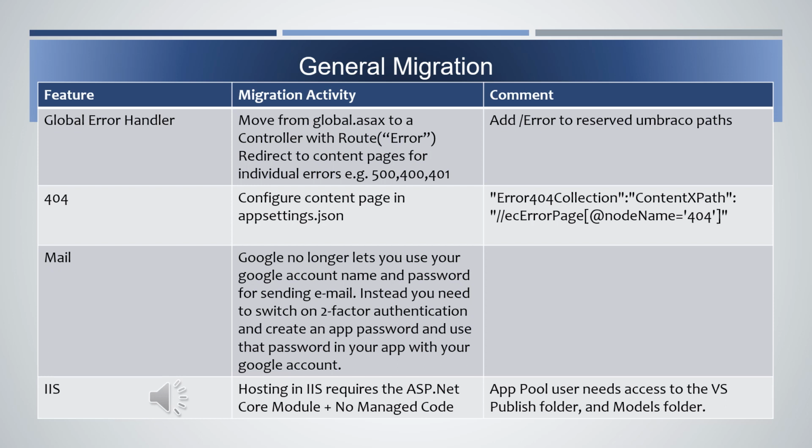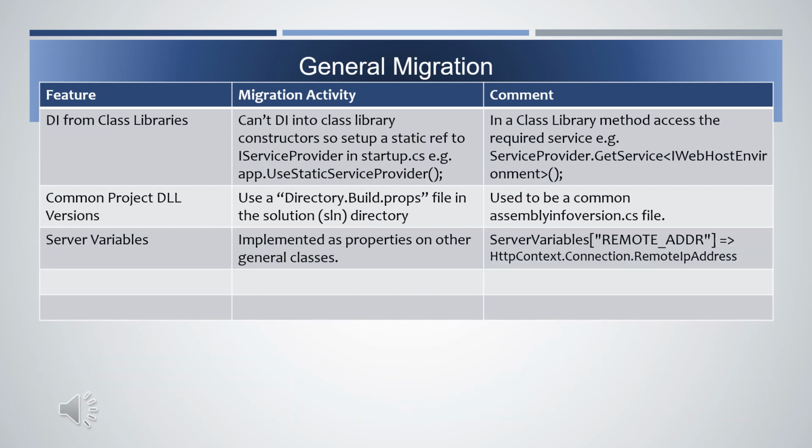Google's mail server is used to send email from the global error handler and contact us pages. This now requires an app password to be set up to work under the Google account used. The migrated solution is hosted in IIS, which requires the ASP.NET Core module to be configured for it, and permission for the app pool user needs to be given to the publish folder and the modules folder.